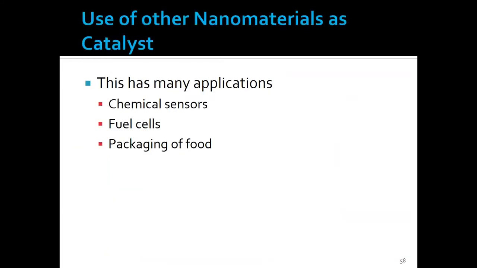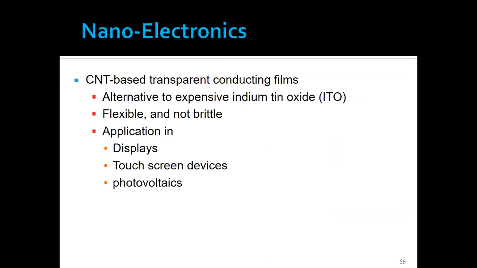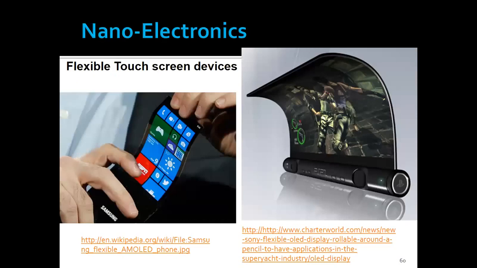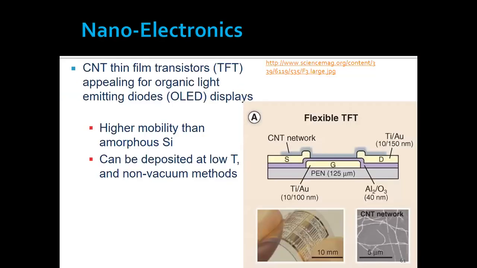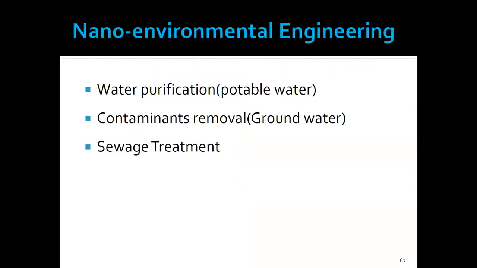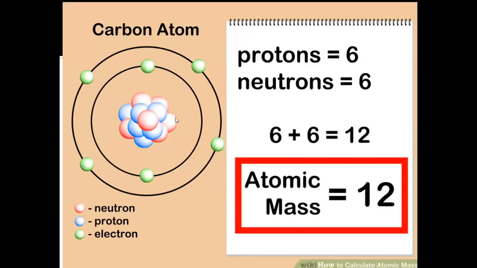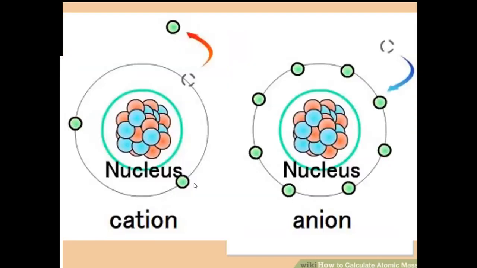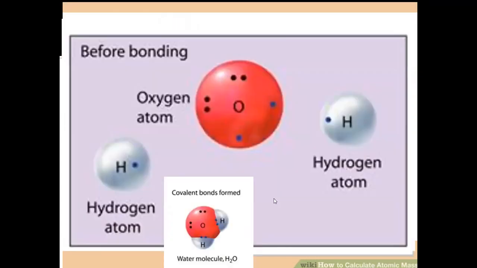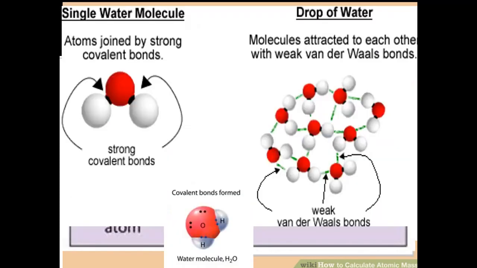So glass also can change color and can be translucent or opaque depending upon the person's needs. Nanoelectronics has lots of applications. Samsung recently launched a foldable mobile, right? There is tremendous application in environmental engineering also, water purification, right? We know the basics: nucleus, proton, atom, electrons, cation, anion, positively and negatively charged, right? The strong bonds are hydrogen bonds, and weak bonds are van der Waals bonds, right?